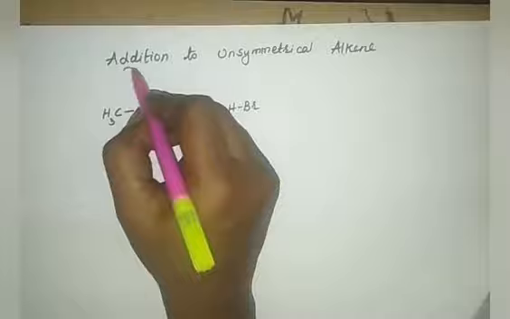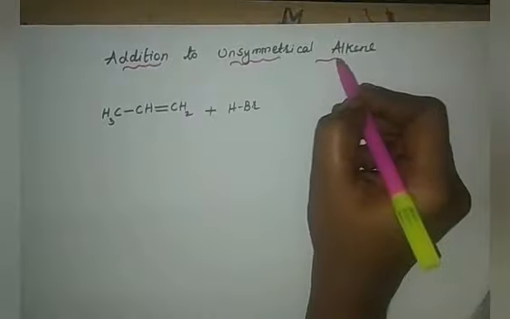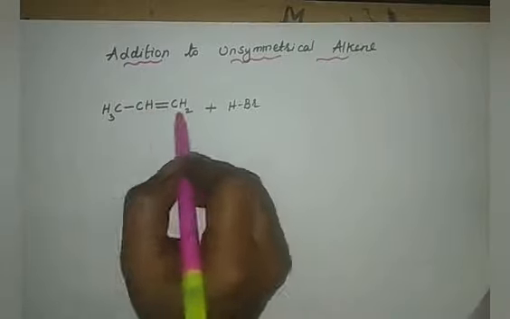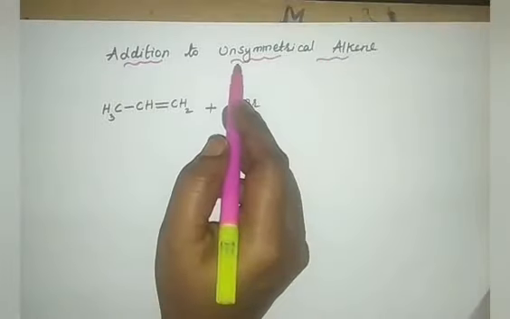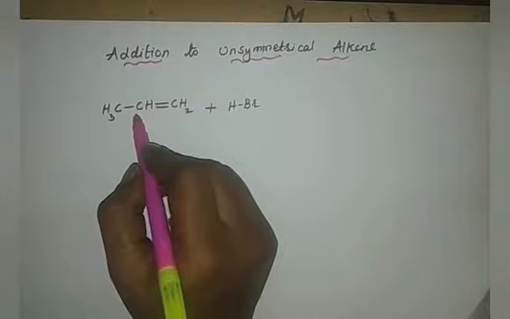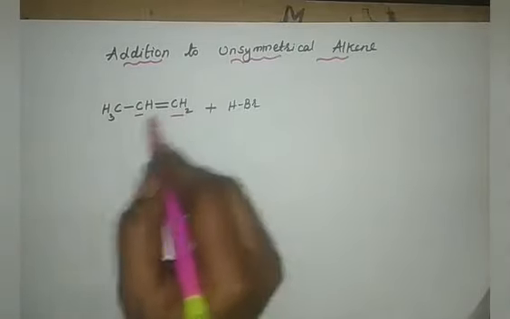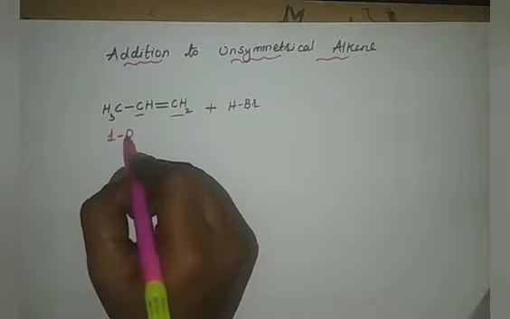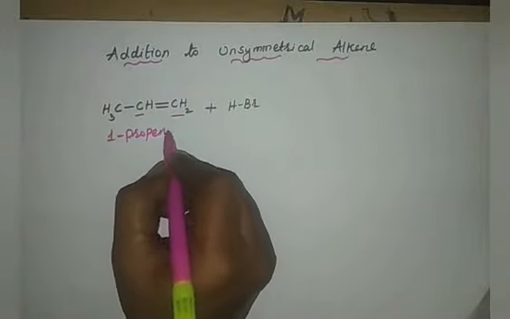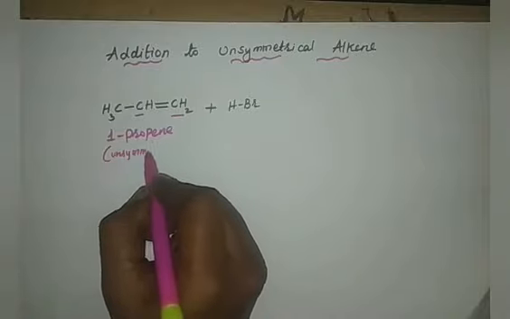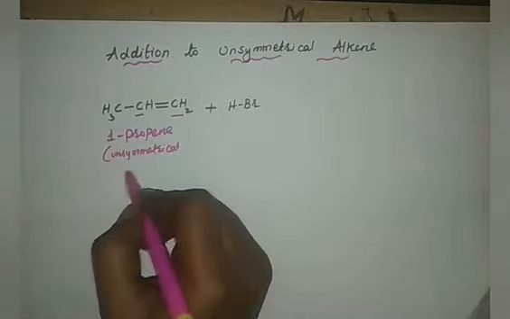Then in another way, addition to unsymmetrical alkene. What are unsymmetrical alkenes? Unsymmetrical means onto the olefinic carbons, if two different groups are present, I call it unsymmetrical alkenes. See here, this olefinic carbon has one hydrogen, whereas this carbon has two hydrogens. This is 1-propene. And this I call an unsymmetrical alkene.